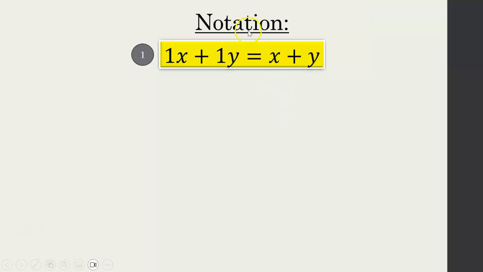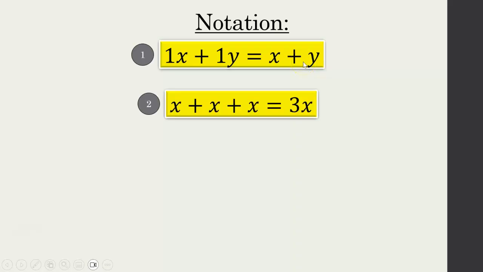Okay. As I mentioned before, 1x plus 1y, we just write that as x plus y. We don't bother writing the 1. Again, that's 1 multiplied by x plus 1 multiplied by y, but as you know, 1 multiplied by anything is just itself. So if I had 1 times 100, that's just 100. 1 times 10, that's just 10. So if you see x plus y, that just means 1x plus 1y.